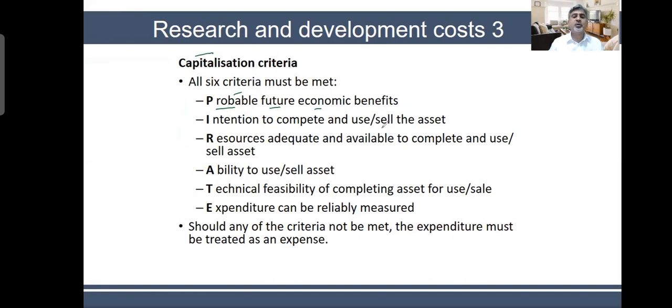Intention to complete and use or sell the asset. The management, the business, should have the intention to complete it and use it or sell it. Because if you do not complete it, or if you do not use or sell it, you cannot get benefit. You can only get benefit if it is complete. So if it is not completed, no benefit means no asset means no capitalization. Third one, resources adequate and available to complete and use or sell the asset.